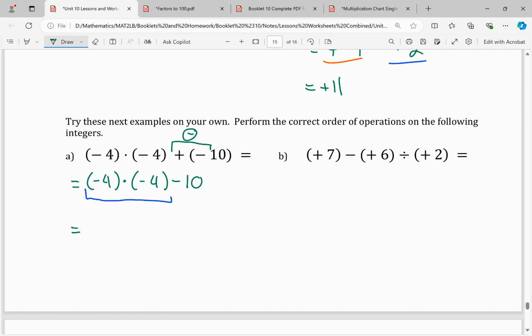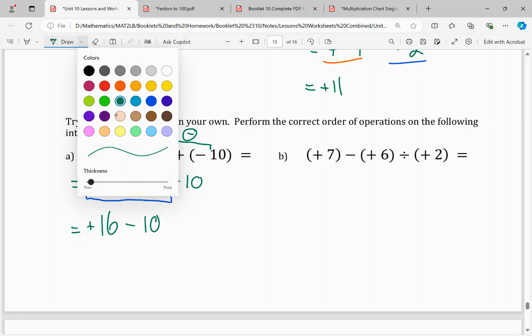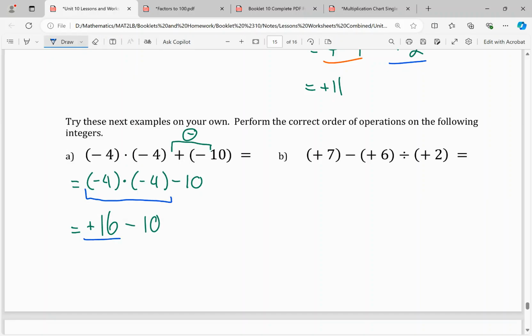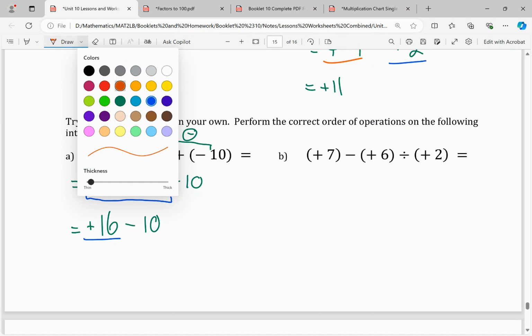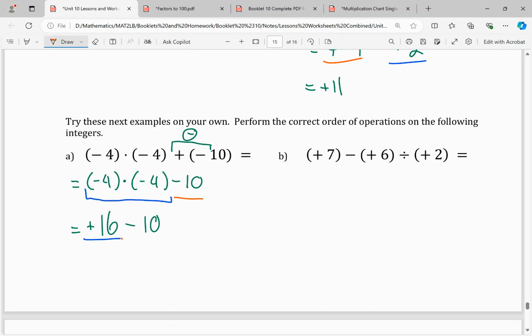So this is going to equal 16. Now take a second, decide, is this going to be a positive or a negative? Now, negative 4 times negative 4, those are both negatives, so the result is positive. So this is like positive 16 minus 10, where the positive 16 came from the product, and the 10 just carried down from the previous line.